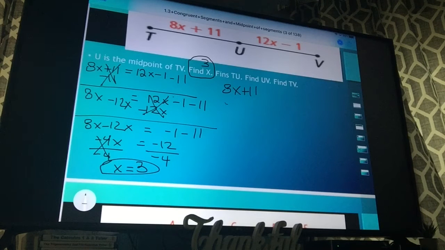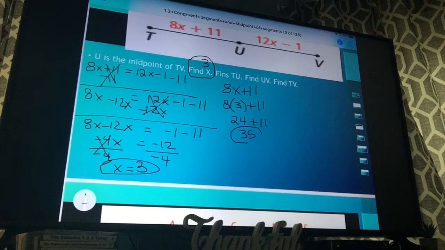So wherever the x is at, we're going to plug in 3. So we got 8 times 3, plug in the 3 where the x is at, plus 11. Okay, so 8 times 3 is going to be 24 plus 11. Okay, and 24 plus 11 is going to be 35.